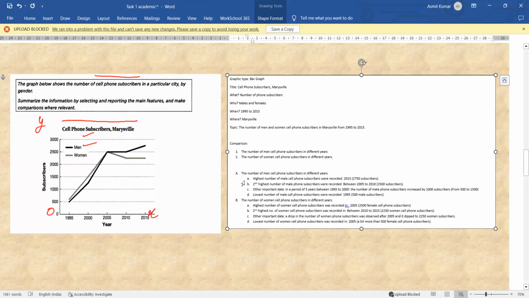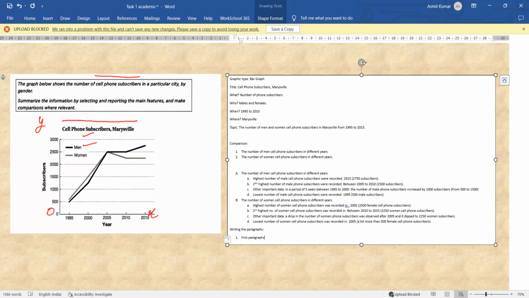Now we have noted all the important data, whatever we could see here. It's done now. Now we are going to write the paragraph. Writing the paragraph. So in first paragraph, first paragraph would be about the number, all the comparisons we are going to write. The number of men cell phone subscribers in different years. This is the point.